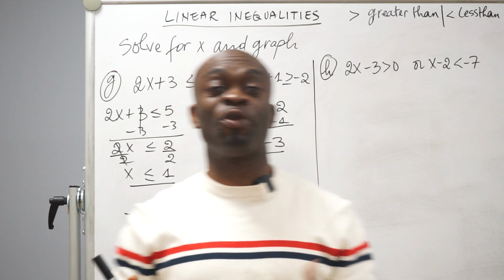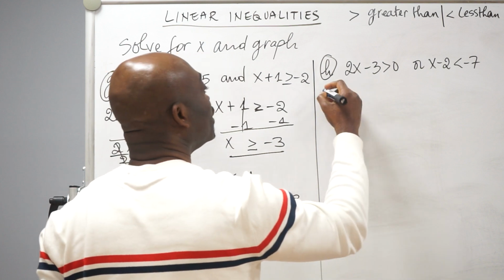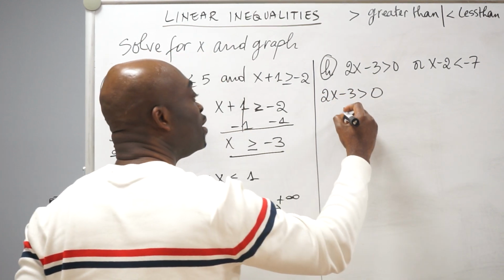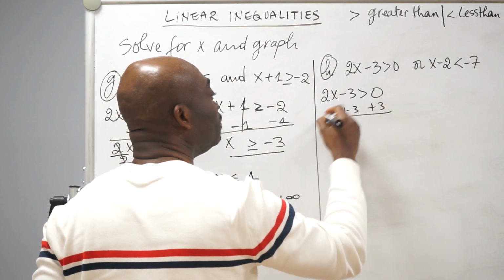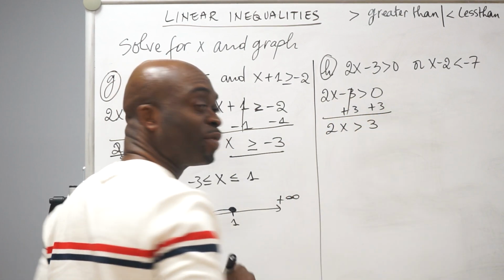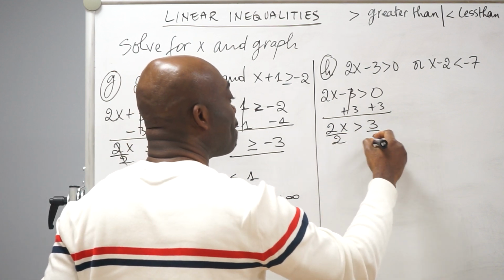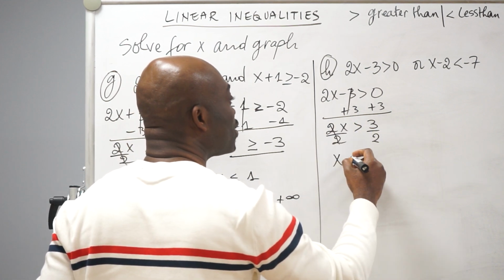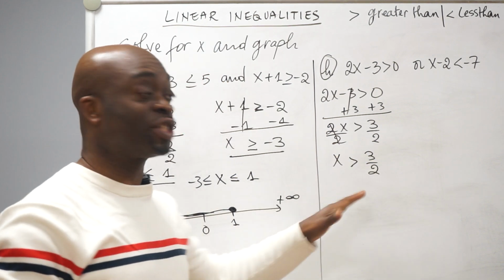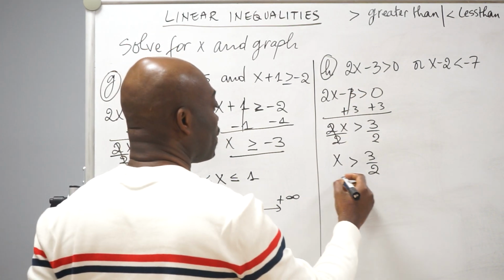So the first thing that we're going to do is the same thing that we did over here. We take the first equation, 2x minus 3 greater than 0. We solve for it. So we have plus 3. So we have 2x greater than 3. Then we divide by 2 and 2. So we end up with x greater than 3/2. So this is what we get after we solve for this inequality here.